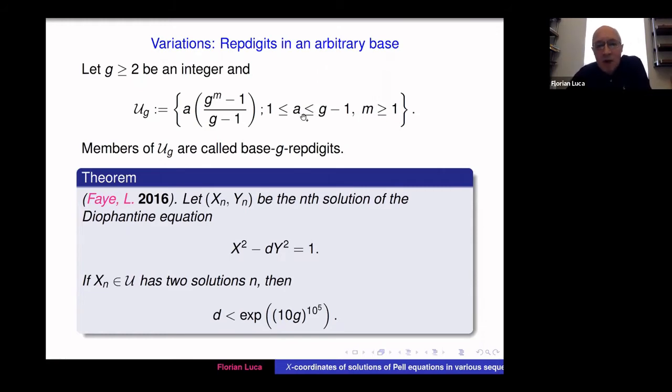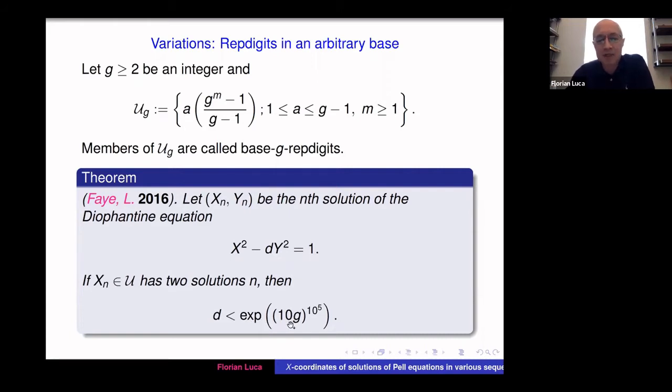The repdigits are the ones such that when you write them in base g, they have the same repeated digit, so they look like this. And then these members of this set I'll call base g repdigits. And the theorem that I proved with my Ph.D. student Bernadette Faye in 2016 is that whatever we did for the repdigits works for repdigits in base g. Namely, if you have two x's which are repdigits for the same d, then that d is bounded in terms of g. And this bound is pretty bad.